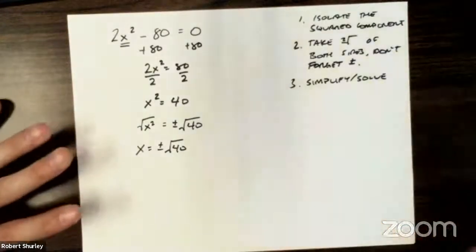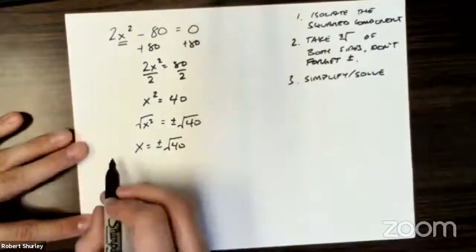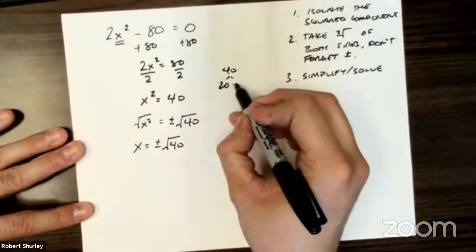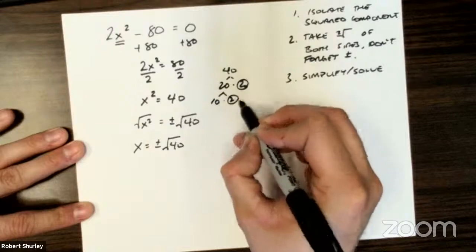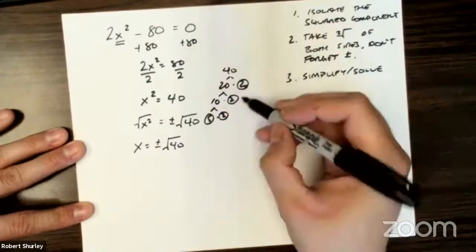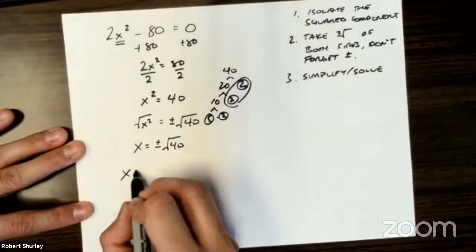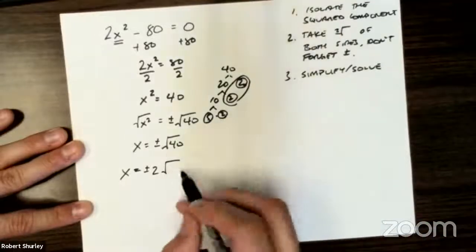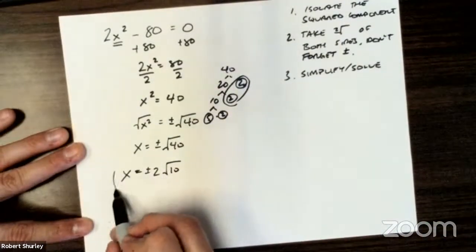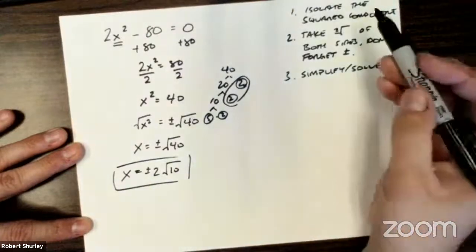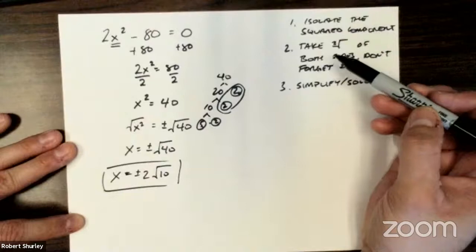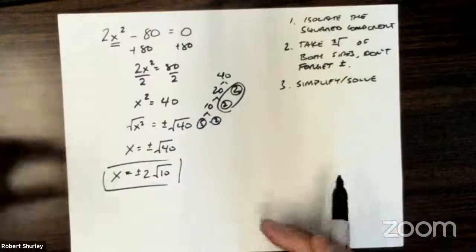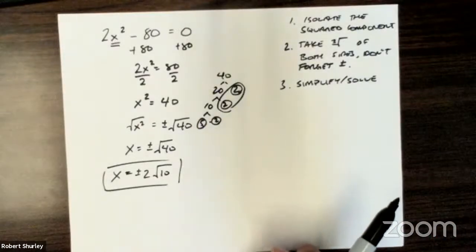Yeah, so we get x equals plus or minus the square root of 40. So now I'm going to simplify this 40 here. It's 20 times 2, 10 times 2, 5 times 2. Okay, so I've got a pair of 2's. I can take a 2 out. And then the 5 and the 2 don't pair up, so I'm going to multiply them underneath. So I get x equals plus or minus 2 square root of 10. So isolate the squared component, take the square root of both sides, don't forget the plus or minus, and then simplify or solve. Now this one was nice because the x was already by itself, so it solved pretty easy, okay?